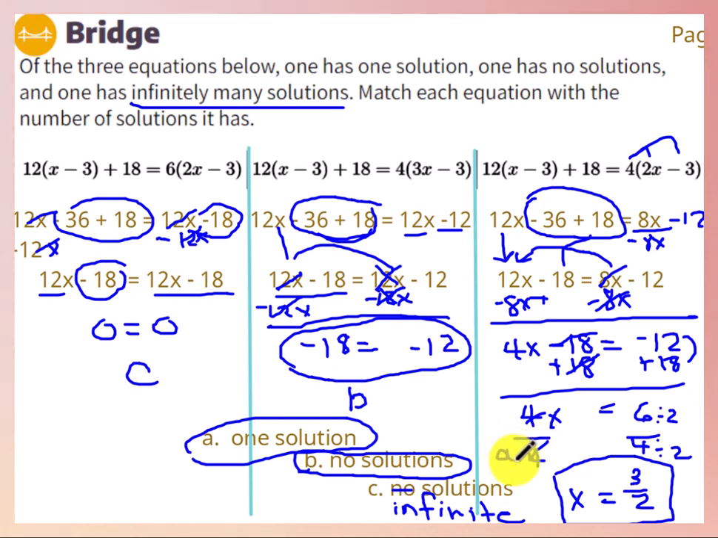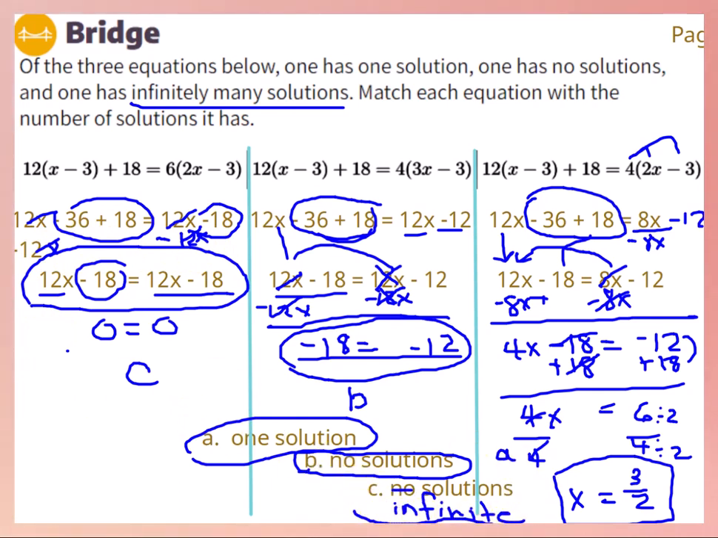So if you try to solve an equation and you get a statement that is not true and never will be true, that's no solutions. If you get a statement that is true and always will be true, no matter how you manipulate it, that's infinitely many solutions.